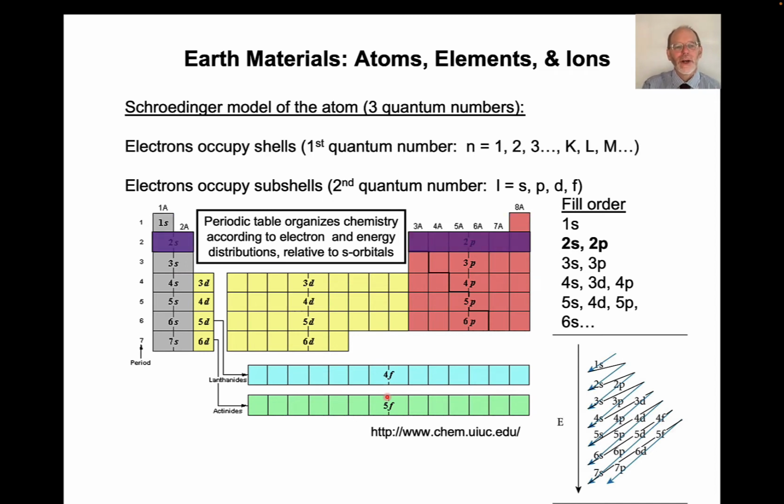So second row, we fill 2s, then 2p. Third row, we fill 3s and then 3p. And then fourth row, we fill the 4s and then that strange 3d and then 4p.